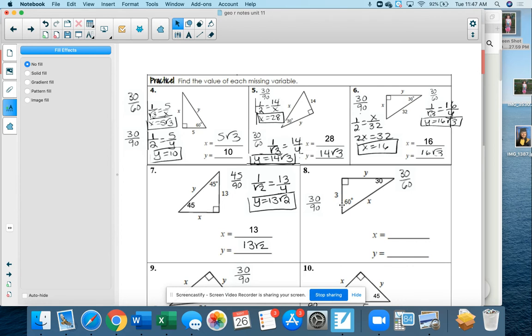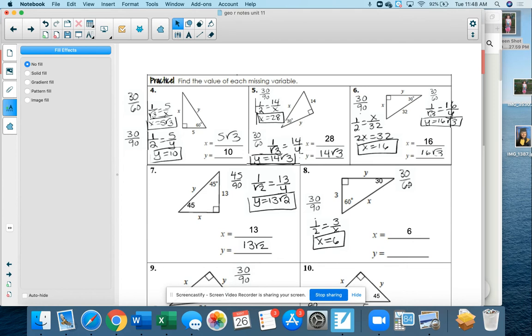All right? 30, 60, 90 triangle in number 8. Think about what the proportion for the 30 and the 90 is. The proportion for the 30 and the 90 is 1/2. The side across from the 30 is 3, and the hypotenuse is x. So 1 over 2 equals 3 over x. So I'm keeping the 30 on top, the 90 on the bottom. The side across from the 30 on top, the side across from the 90, the hypotenuse, on the bottom. I cross multiply. 1 times x is x, 2 times 3 is 6.